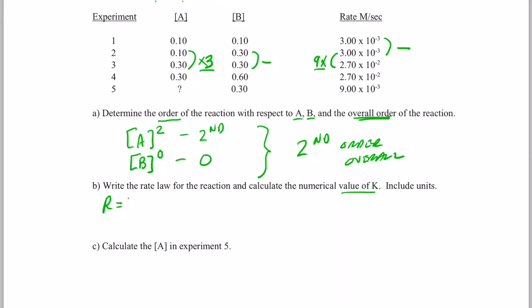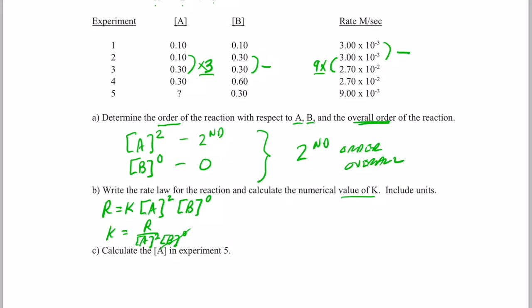So R equals K, that's how I always begin, times A to the second power. And I guess we can include B here to the 0 power. In reality, we can just leave B off, because what's anything to the 0 power? That's right, it's equal to 1, and so it's never going to change it, but we'll leave it here. Let's solve for K now. So K is equal to R over A squared and B to the 0 power. And I'm going to leave B off on that one because it just reduces to 1.